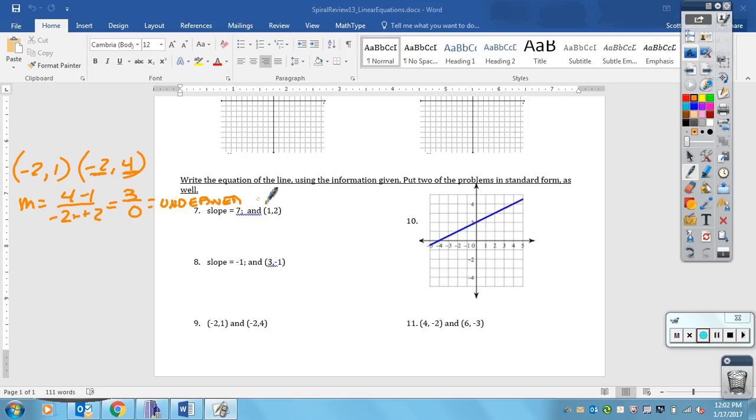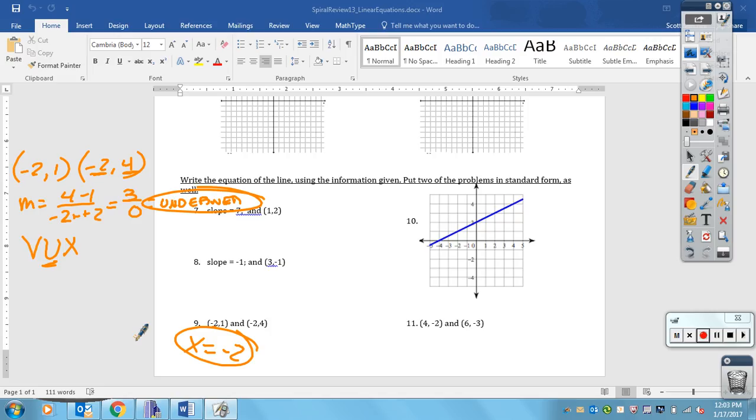Since it's undefined, that means it is a vertical line. So since it's vertical, the equation is x equals, and since x equals -2, that's the equation. I can't really write it any other way. That actually is the only one I really could have done. I really didn't need as much space as I thought I did. It's x = -2.